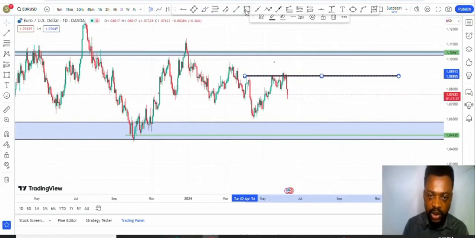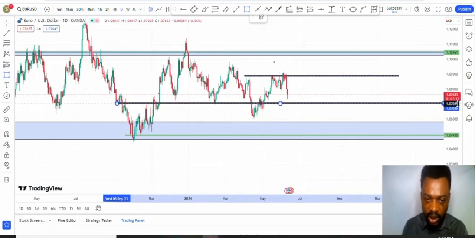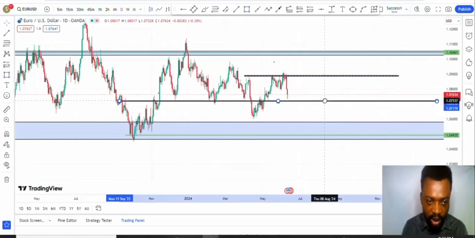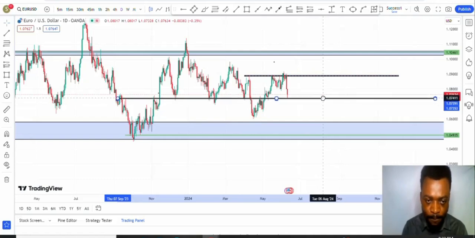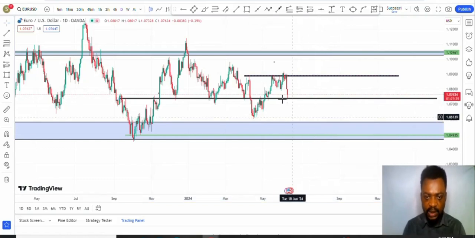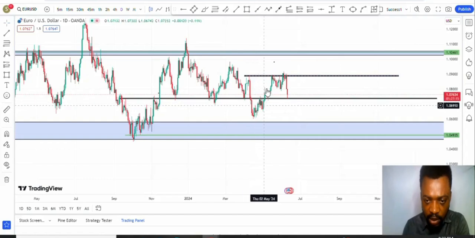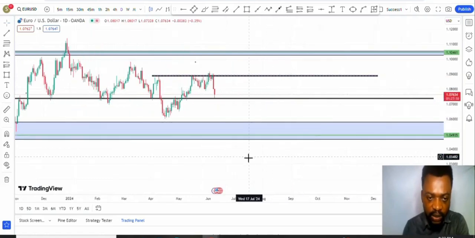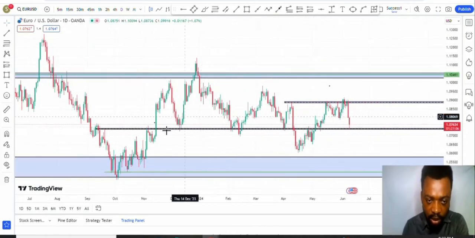Let me just reanalyze this pair to see something. Okay, this is something to note. This area: we comfortably broke it, came back to retest. Now we touched it again, and we are looking at it as a bounce coming. This is Euro USD.